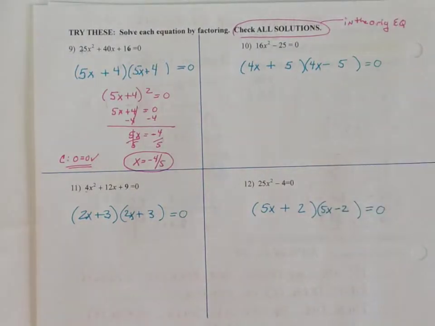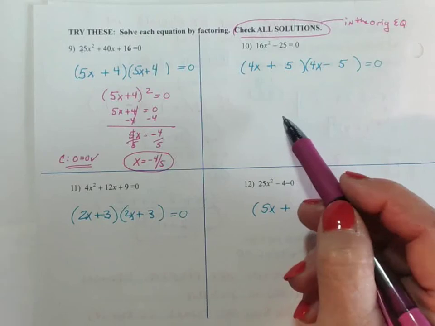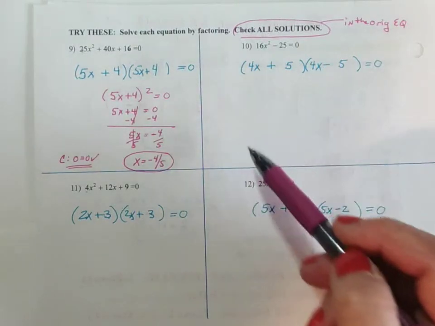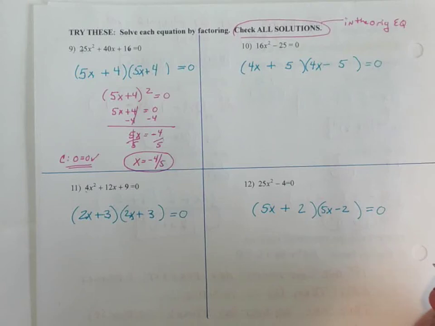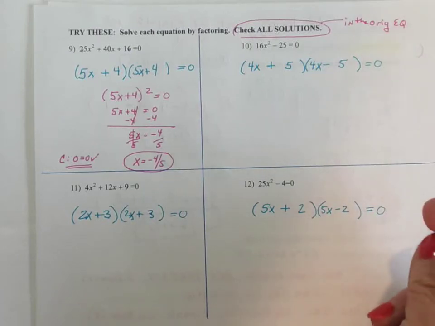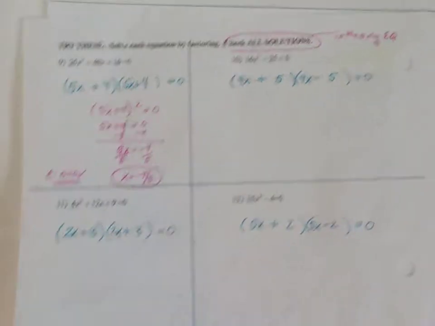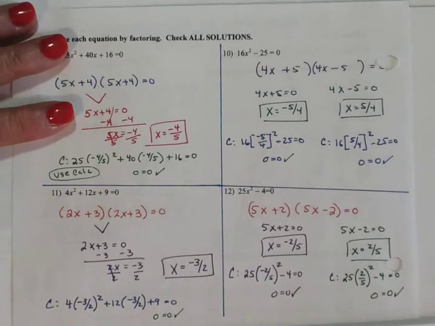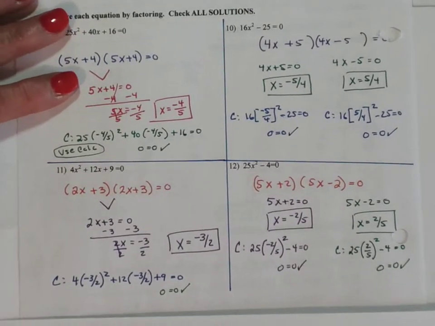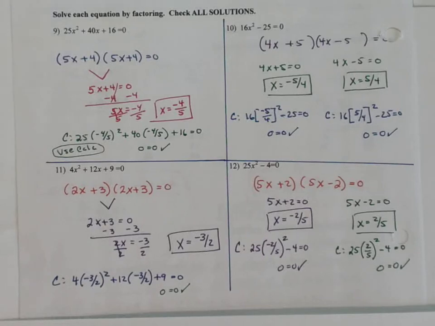So now I want you to pause this video and solve these. And remember, you set each of these factors equal to 0. You solve it, and you check it. So pause the video, and I will put up the answers for you to check after you've completed them. Make sure you do these problems on your own and then check them with my answers. In fact, you might find a mistake. And if you do, email me.